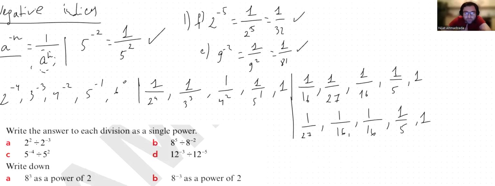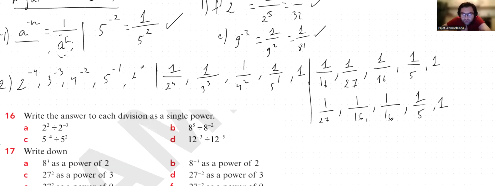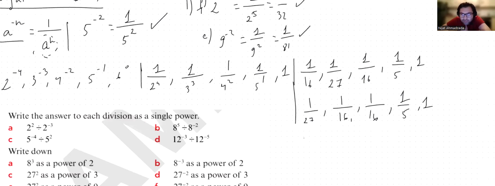1/27 is which one? 3 to the power of negative 3. So this is this one. And the next two are tied. So 4 to the power of negative 2, and 2 to the power of negative 4. Then we have 5 to the power of negative 1. Then we have 6 to the power of 0. That's it.